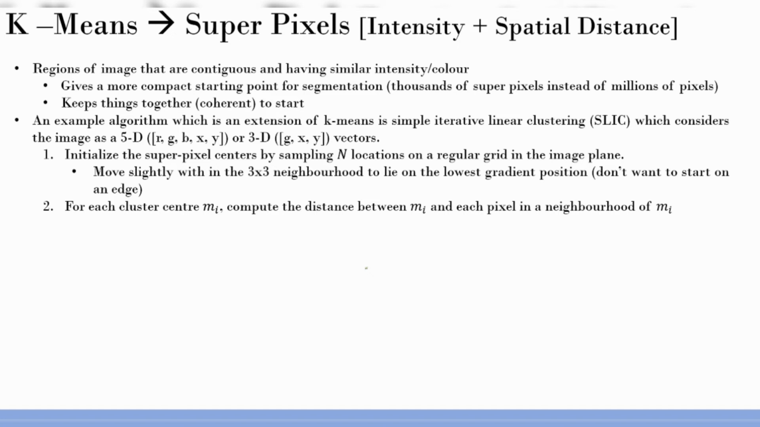Now next is the intensity. So you decide some clusters, just like k-means. It's exactly the same as k-means, and compute the distance between mi and each pixel in a neighborhood of mi. So for each of these clusters you just consider a neighborhood of mi, and then assign the pixel to cluster i if its distance is better than its current value.